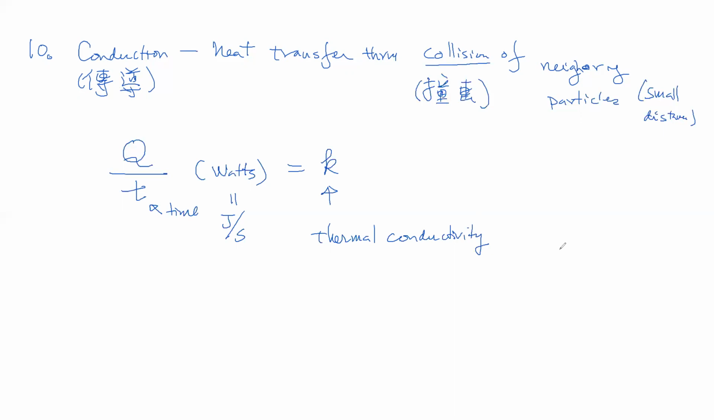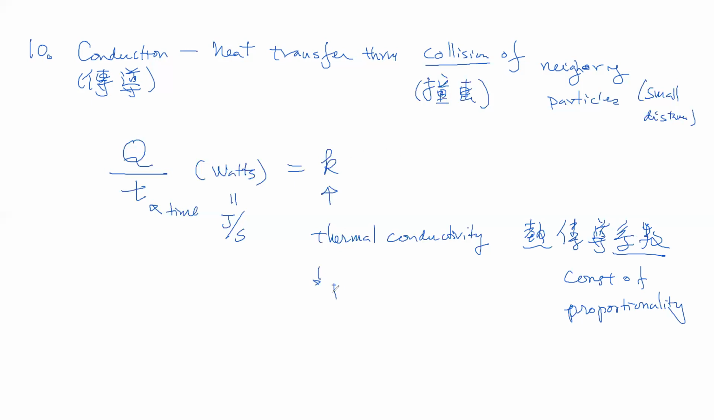So 传导, right? And 热 just means heat. 热传导系数. And 系数 just means the constant of proportionality. So 系数 is constant of proportionality. 热传导系数, thermal conductivity. This is a property of material. 特性, property, is 特性 again. Property of material. So K times area.